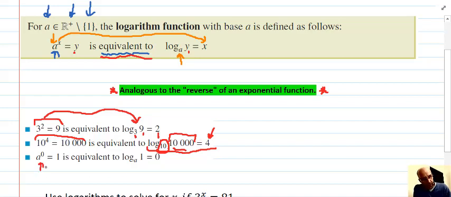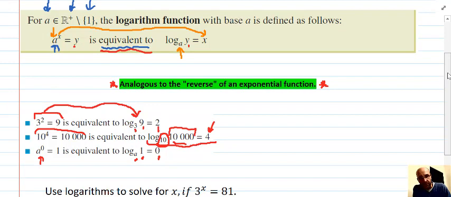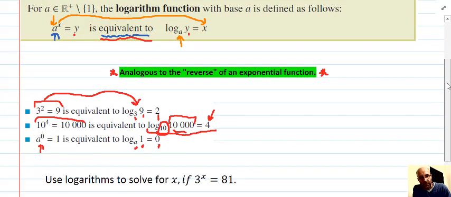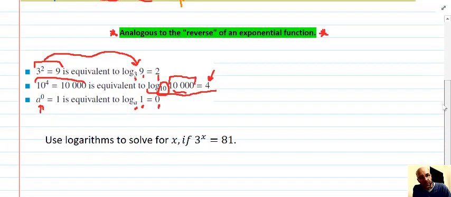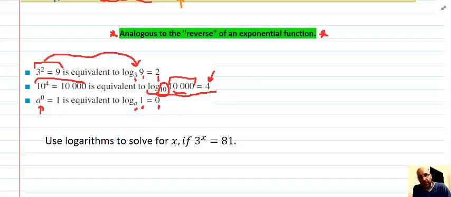If a to the 0 equals 1, which it is, it's equivalent to the log of 1 to base a equals 0. In other words, a to what power gives us 1? The answer is 0. So it's the reverse. They're the reverse of each other, exponential form and logarithmic form, and they can be used to solve simple equations and evaluate things. So use logarithms to solve for x if 3 to the x is 81.